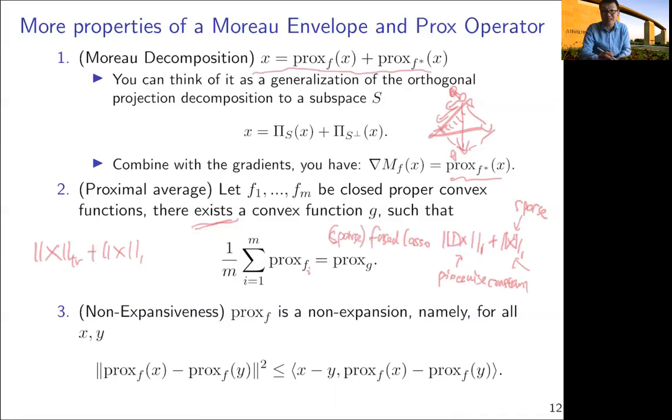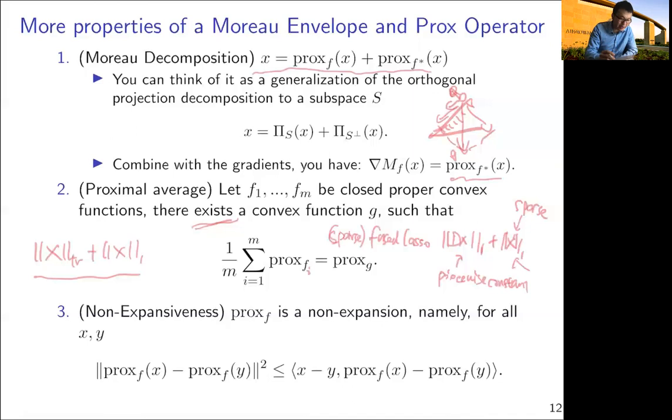So what this is saying is that by this proximal average, there exists another function whose prox operator is the same as the prox operator of these two, which means you can apply the proximal gradient method to solve this problem, which essentially is a solution to this unspecified g.